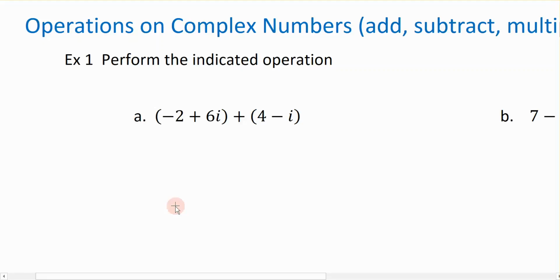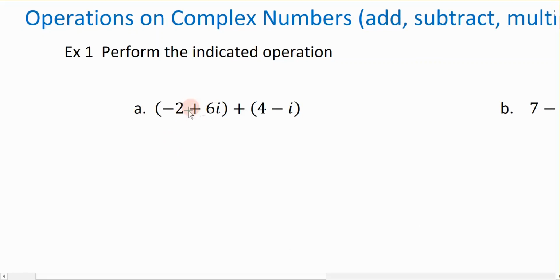In this video, we're going to talk about the operations that we can perform on our complex numbers. Specifically, we're going to focus on just addition and subtraction of complex numbers. So in this first example, 1a, I want to add the complex number in this parentheses with the next complex number over here in this second set of parentheses.